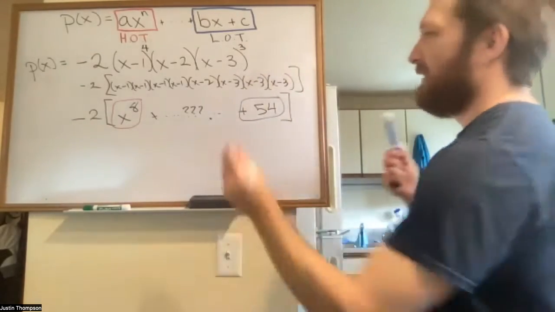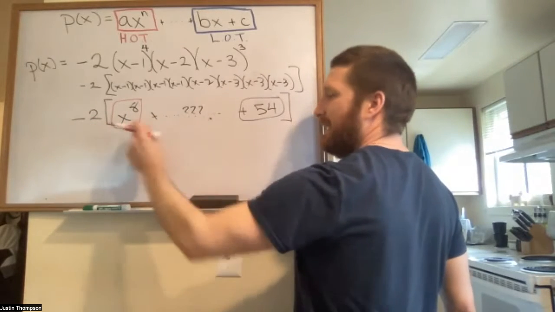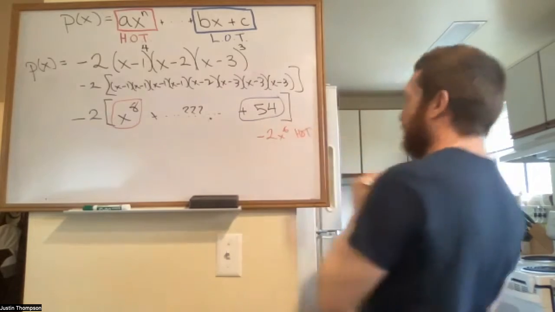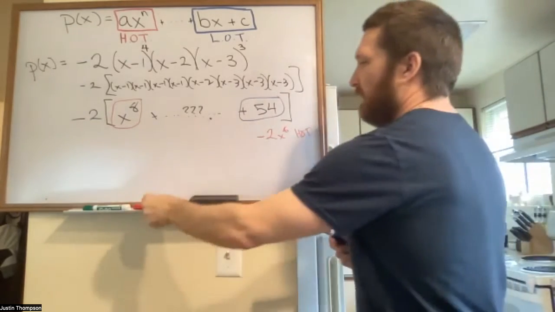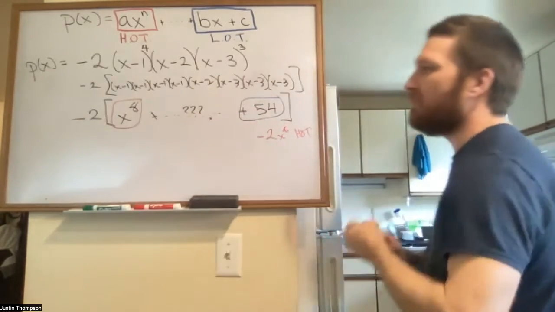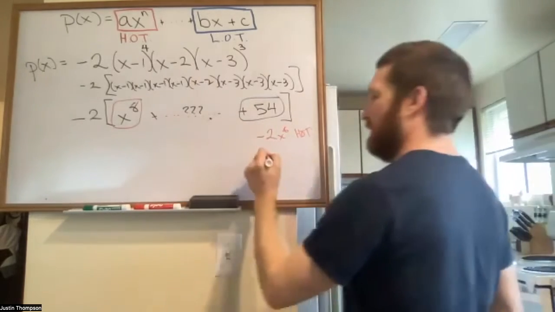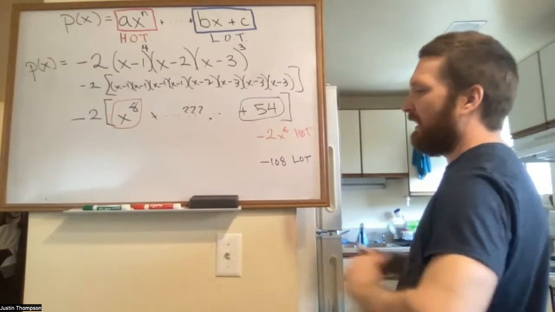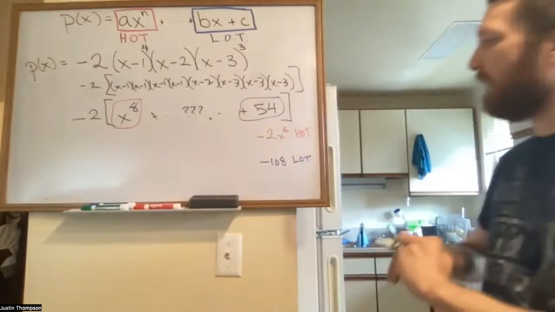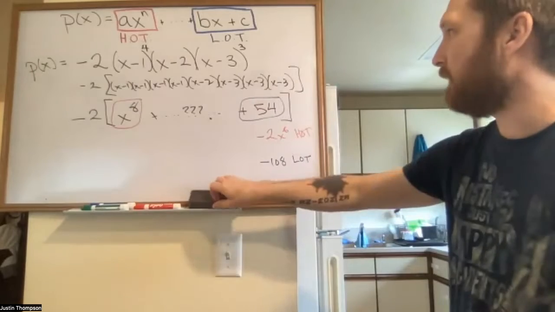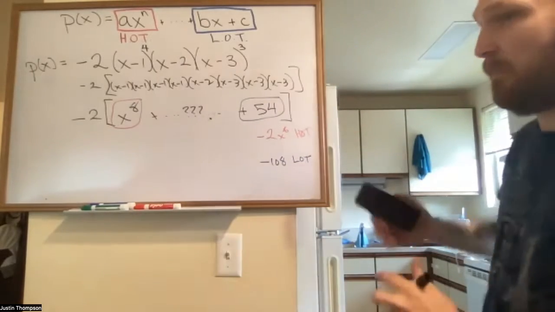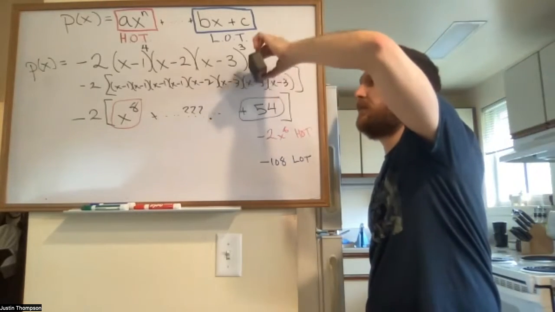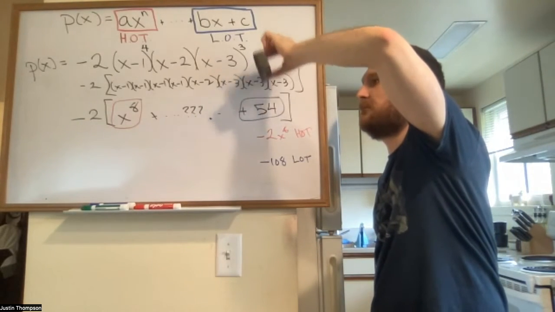We're going to say the -2 is going to come back in to give me a -2x to the 8 as my highest order term. The -2 comes back in to give me a -108 as my lowest order term. And now I'm going to use those to get my overall picture of what's going on. So can I get rid of these two things right here? Yes.